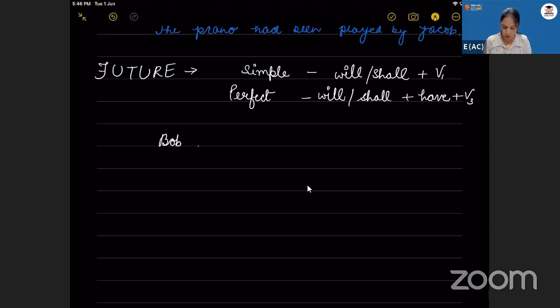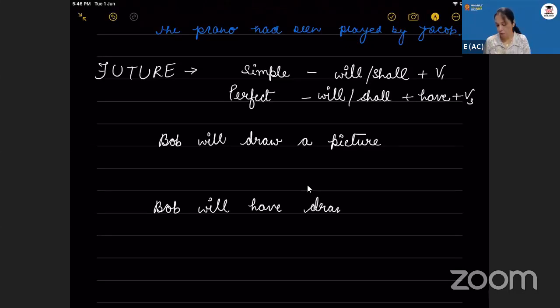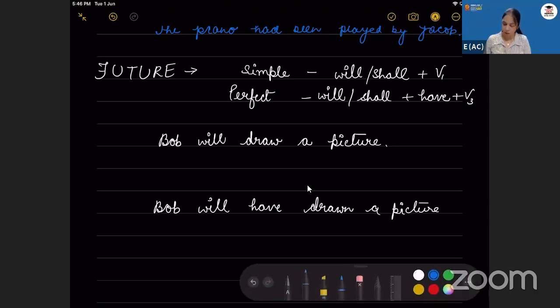We are taking future tense now. Bob will draw a picture. Bob will have drawn a picture. Yes, Niryank. A picture will be drawn by Bob.